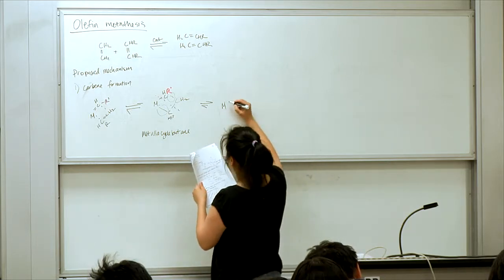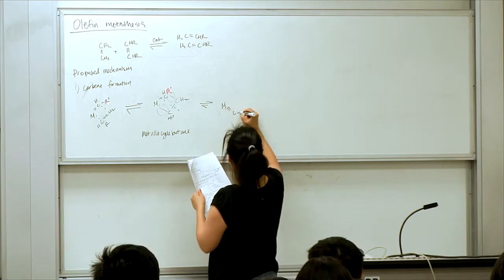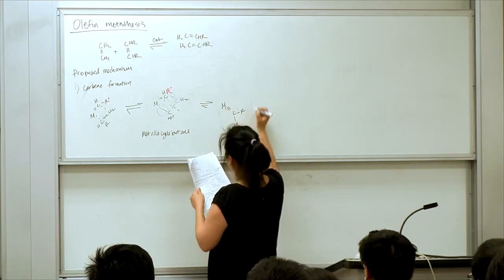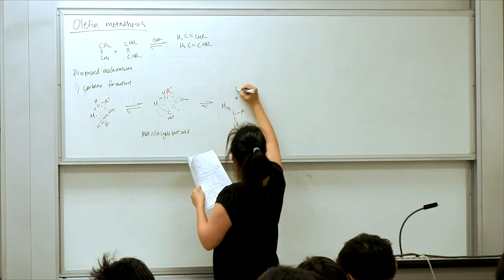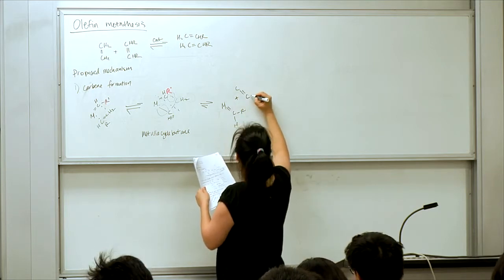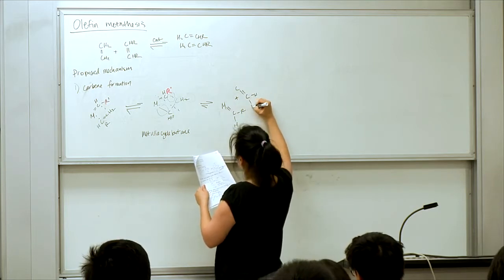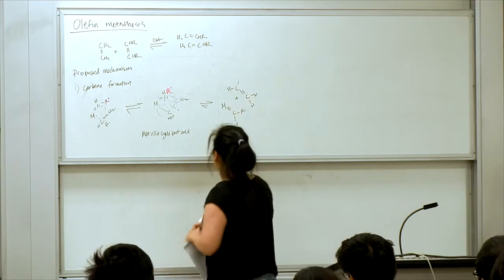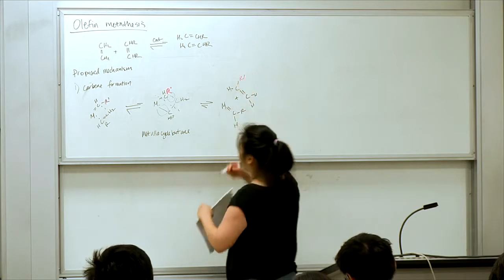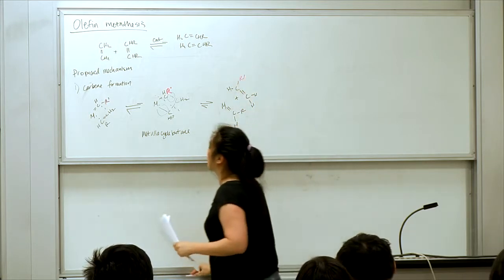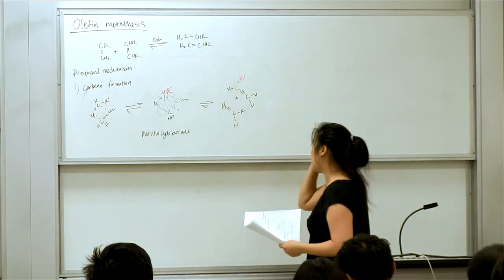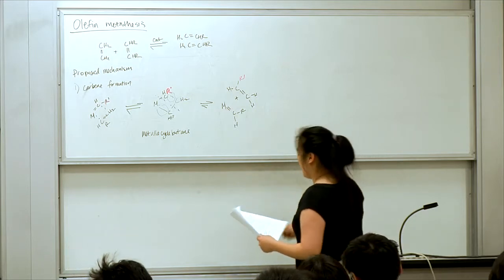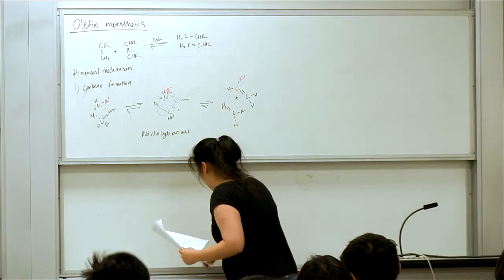So what you're left with is a new carbene plus a new alkene. Now you see where the R prime has gone. It's gone on to a different group, right? So instead of having... okay, right.